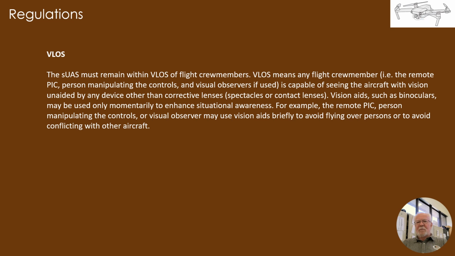VLOS means that any crew member, remote pilot in command, person manipulating the controls, or visual observer if used, must be capable of seeing the aircraft with vision unaided by any device other than corrective lenses or contact lenses. Visual aids or binoculars may be used only momentarily to enhance your situational awareness, but you've got to actually see it.